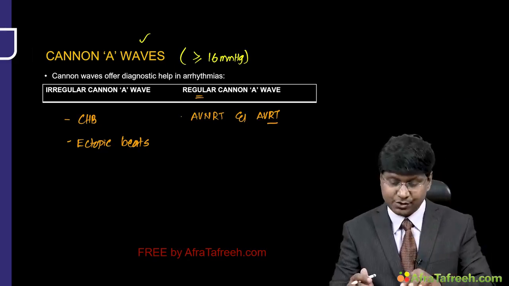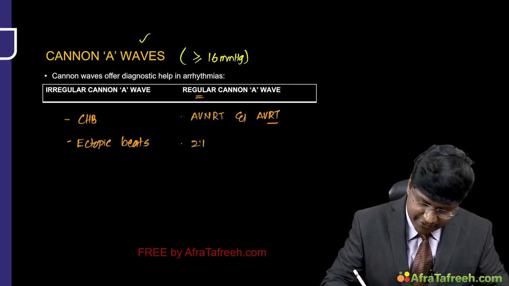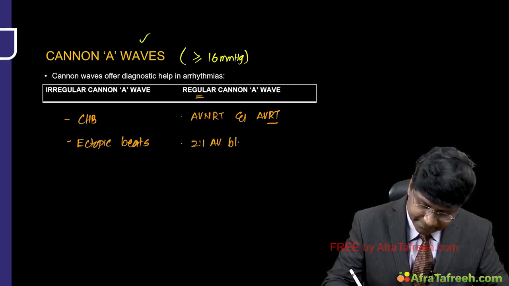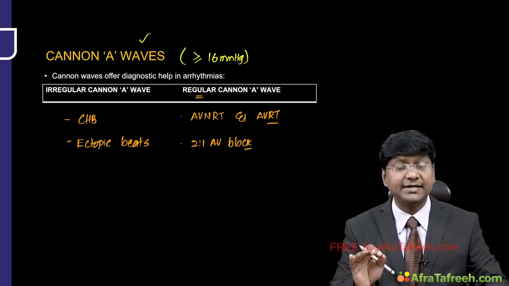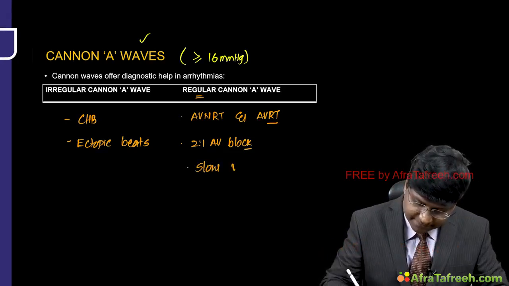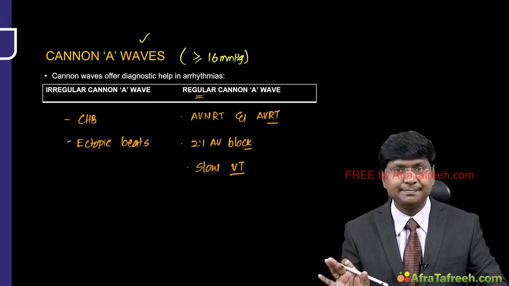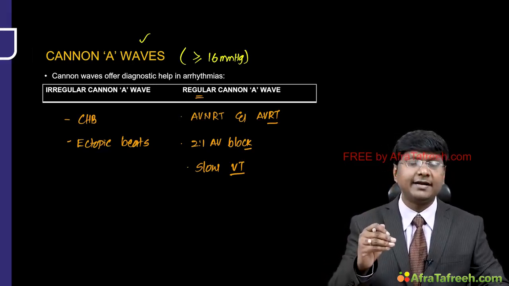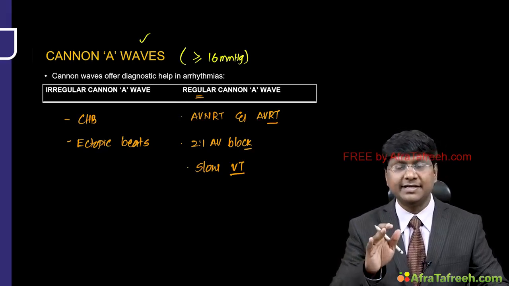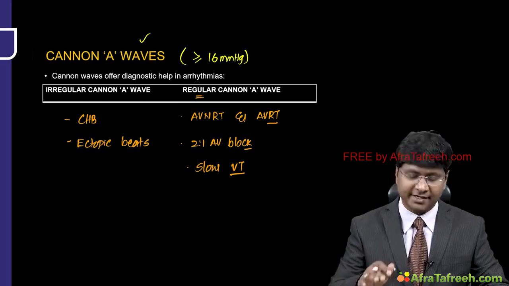So these are the two conditions where you will have regular Cannon A wave. Then in conditions like 2:1 AV block, you will have the regular Cannon A wave. And even in case of slow VT, there also you can have a regular Cannon A wave. So the concept is very simple. When both the right atria and right ventricle are contracting simultaneously, the right atria has to contract against the closed tricuspid valve, and the pressure within the right atria increases to more than or equal to 16 millimeters of mercury, and that will result in the Cannon A wave.